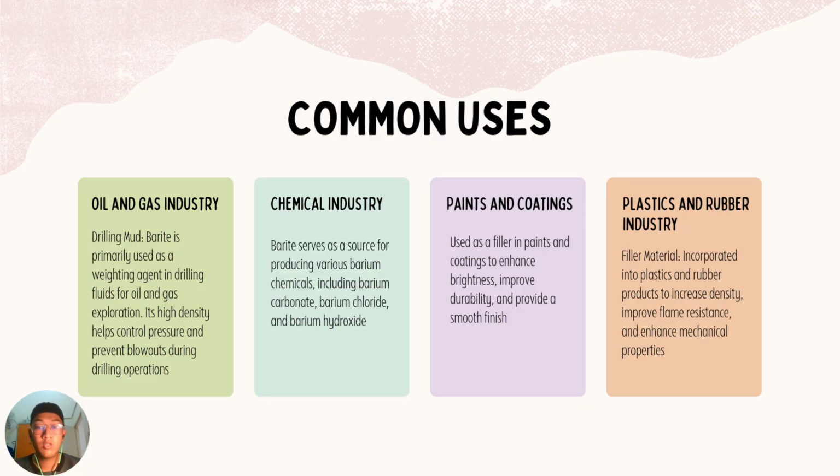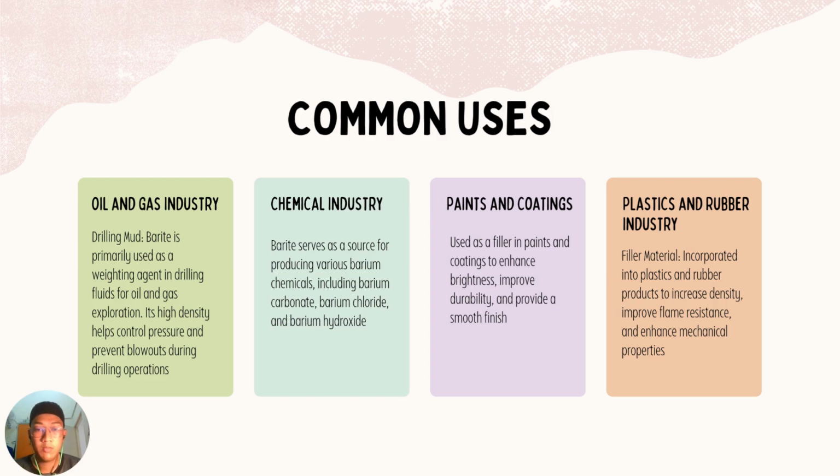So next, we continue with the common use of barite in our industry. There are four industries that use barite as their material. The first is oil and gas industry, which is drilling. Barite is primarily used as a weighting agent in drilling fluid for oil and gas exploration. Its high density helps control pressure and prevent blowout during drilling operation.